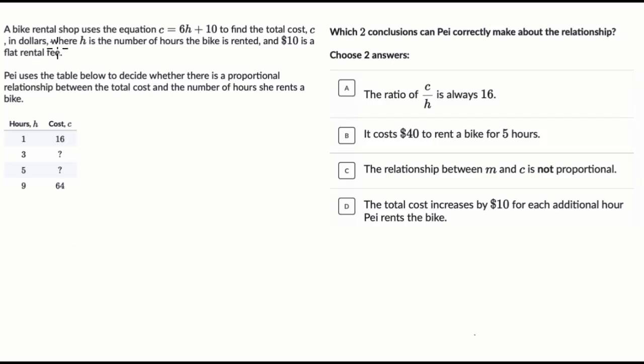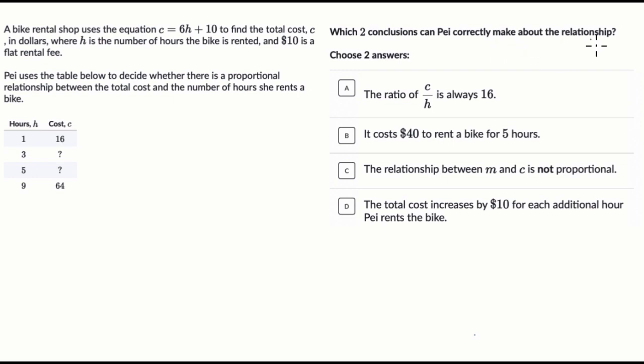We are told a bike rental shop uses the equation C is equal to 6H plus 10 to find the total cost, C in dollars, where H is the number of hours the bike is rented and $10 is a flat rental fee. Pei uses the table below to decide whether there's a proportional relationship between the total cost and the number of hours she rents a bike. All right. Which two conclusions can Pei correctly make about the relationship?